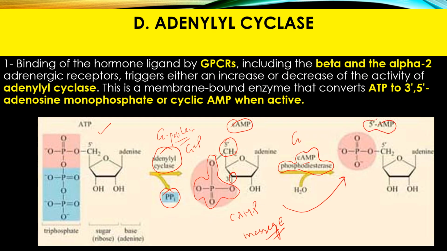Now it is not a signal, or you can say the signal has been removed. Now it is in inactive form. When it is converted into cyclic AMP, it acts as a signal. But when that G domain converts the cyclic AMP into 5'-adenosine monophosphate, the effect is neutralized, and the response will stop immediately.